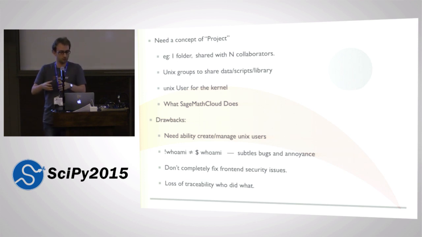And this folder, you basically will use Unix privileges for people to be able to read and write things with the right permissions. But because we have executions, because we have a kernel that needs to run as a specific user, you don't want the kernel to run as one of the users of the project. You want the kernel to have its own user. You need to create users for the kernel to start. And basically, that is what SageMath Cloud does right now. But it has some drawbacks.